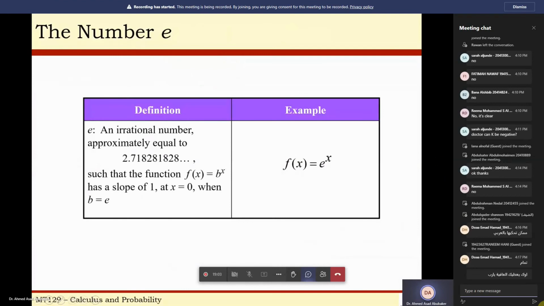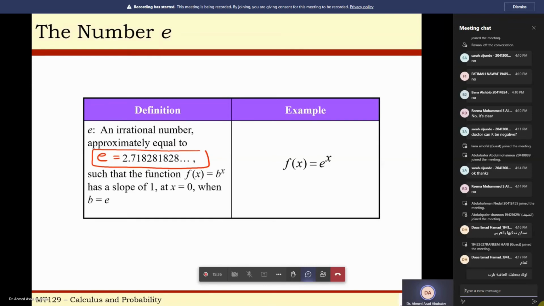Now the number e. The number e is an irrational number equal to 2.71828182... This is the symbol for the number. After the decimal point we have random digits to infinity.